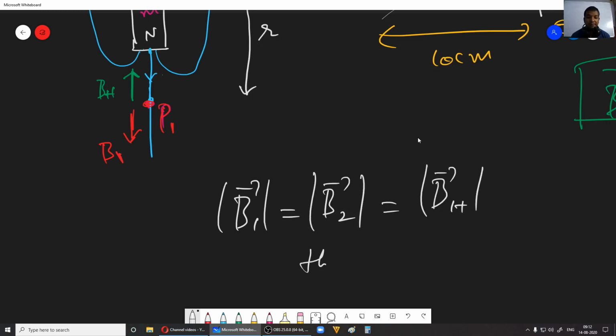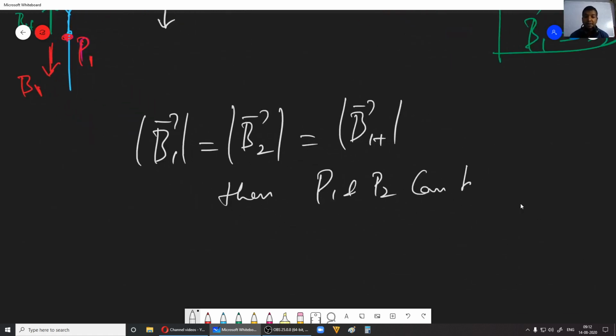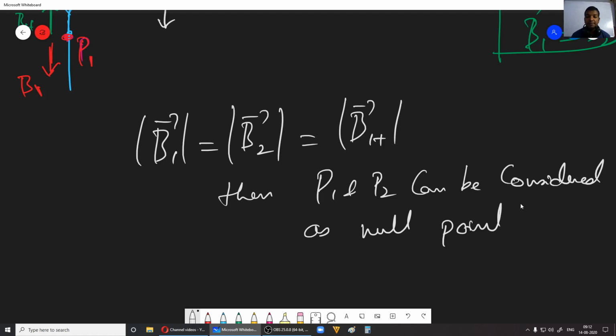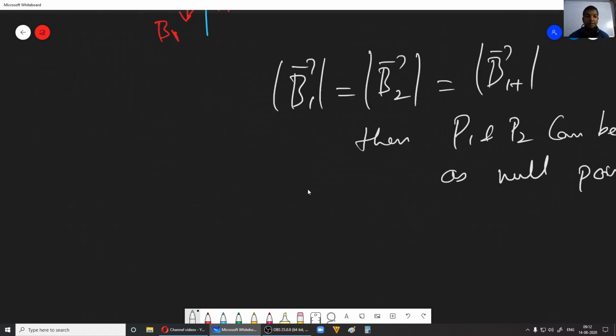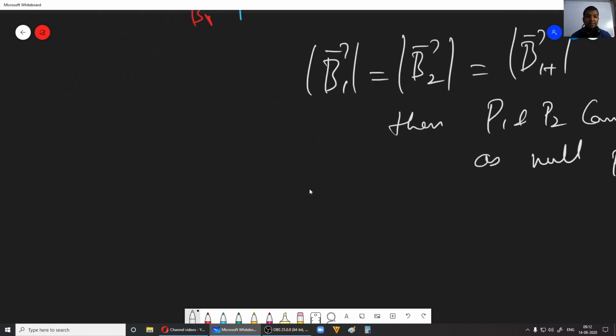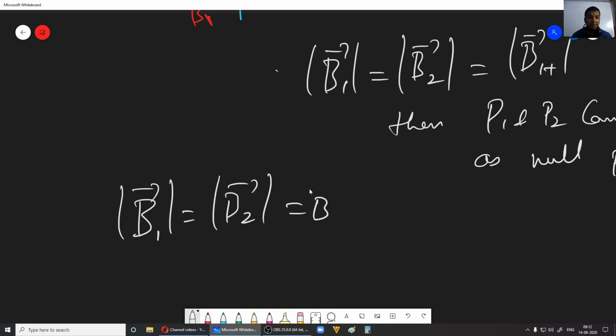Then P1 and P2 can be considered as null points. Now as you can see, P1 and P2 are axial points. So therefore let us take B1 is equal to B2 is equal to B.